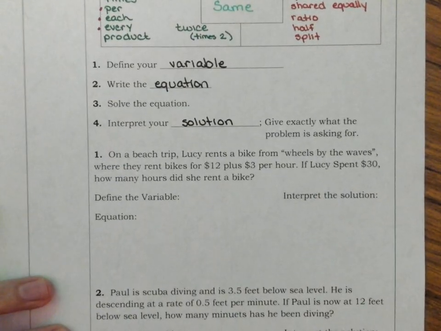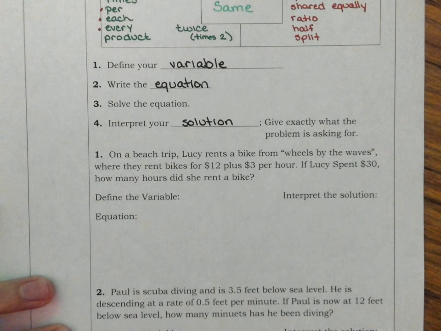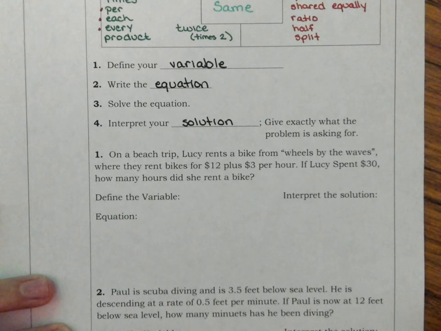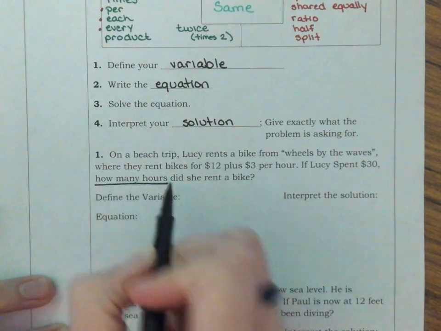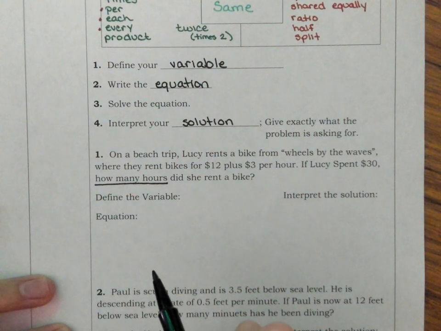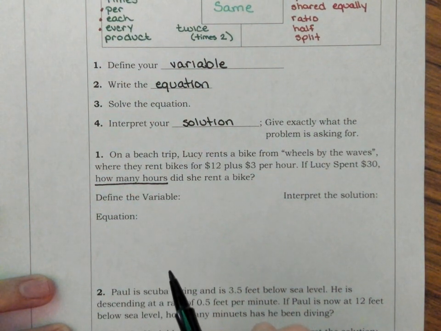So our examples here. Number 1, on a beach trip, Lucy rents a bike from Wheels by the Waves, where they rent bikes for $12 plus $3 per hour. If Lucy spent $30, how many hours did she rent the bike? Usually, your variable is written in the question. So the question here says, how many hours? That's your variable. That's what we are looking for. A variable is what you don't know. So you're trying to figure it out.